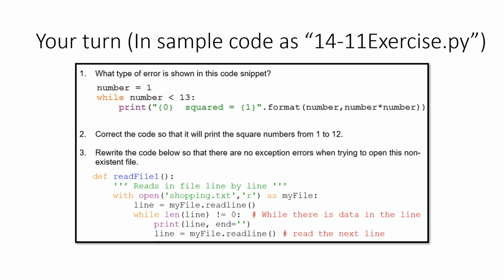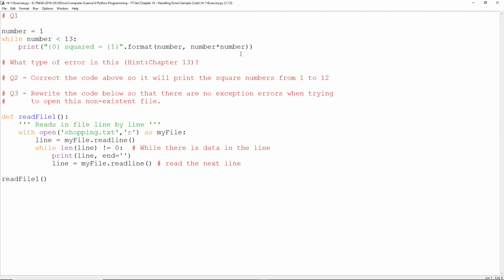Okay, over to you. Try exercise 14-11, as in your sample code, the 14-11 exercise. Try those 3 tasks. Here it is here. So question 1, setting a variable, assigning it number 1, and then while that number is less than 13, you're going to do this format command with a little bit of calculation. First of all, there's a problem with that, what kind of error is that? That's from chapter 13, those kind of errors. Question 2, can you correct that code above so that it actually prints out the squares of 1 to 12?